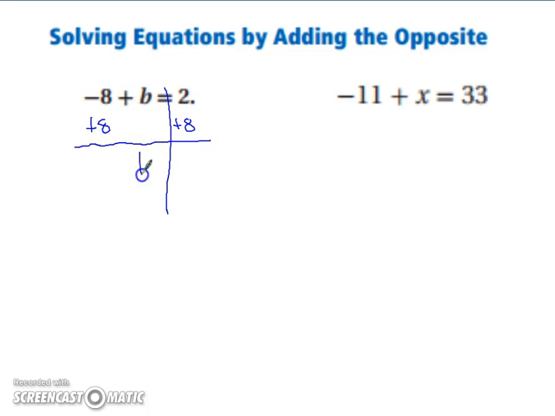Alright, so now we're just left with the b like we just recently talked about. And we have 2 plus 8. Well, 2 plus 8 is 10. Time to double check. So we have negative 8 plus, substitute 10 in for b. Does that in fact equal 2? Yes, it does. We're good to go. Take a moment and pause the video and try this next one on your own.